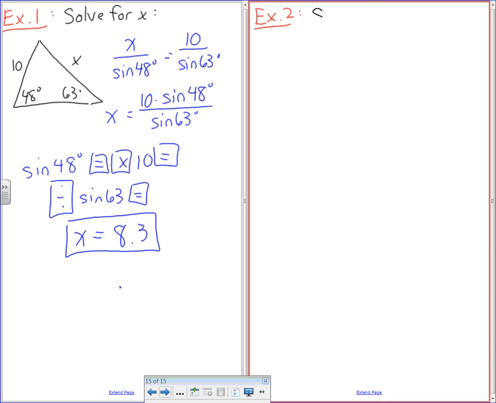So here we go. Solve for x. Solve for theta. That's a 4 is what that says. That's 4. Solve for theta.